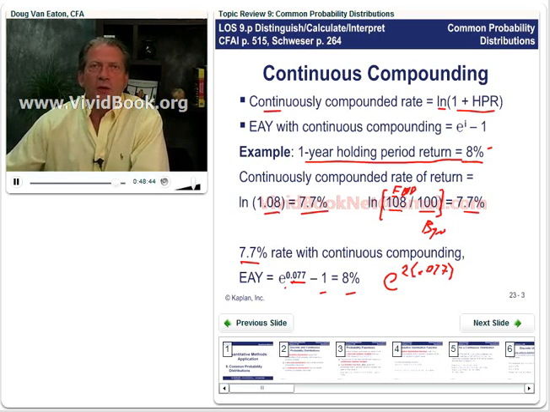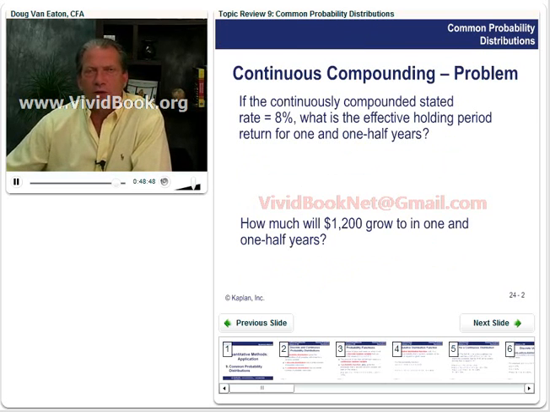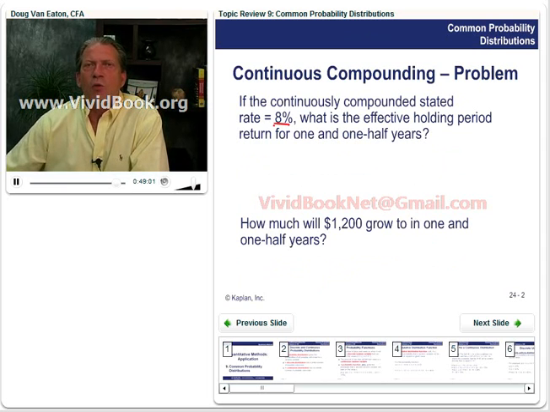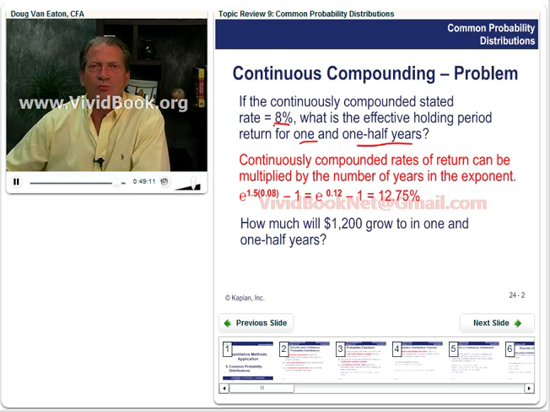So let's look at a couple more problems here. Make sure you get this down because it's not difficult, and we want you to be able to do it if it comes up on the exam. If the continuously compounded stated rate is 8%, what is the effective holding period yield or return for 1.5 years? Well, now we can use that trick that I just talked about there. Okay, we can take 1.5 years at 8%, that's 0.12, put that in the exponent.